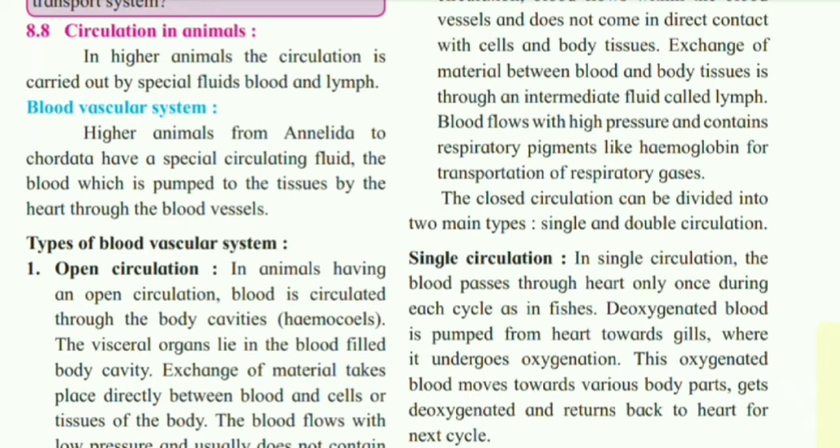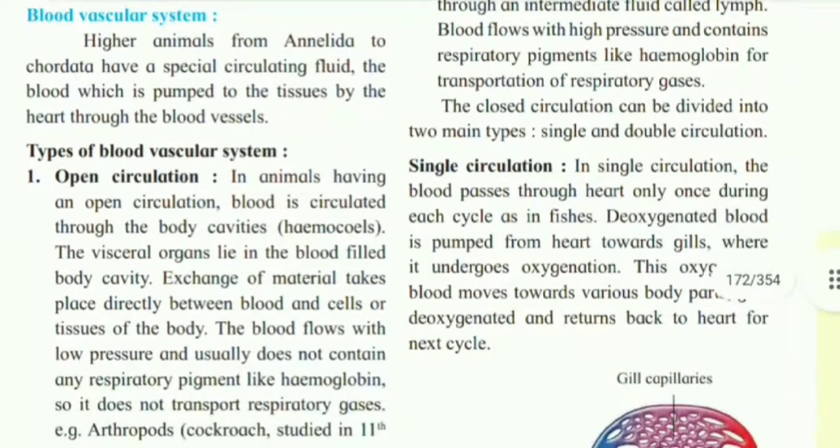Blood vascular system. Higher animals from Annelida to Chordata have a special circulating fluid, the blood, which is pumped to the tissues by the heart through the blood vessels. Type of blood vascular system, open circulation. In animals having an open circulation, blood is circulated through the body cavities, that is hemocoels. The visceral organs lie in the blood-filled body cavity. Exchange of material takes place directly between blood and cells or tissue of the body.